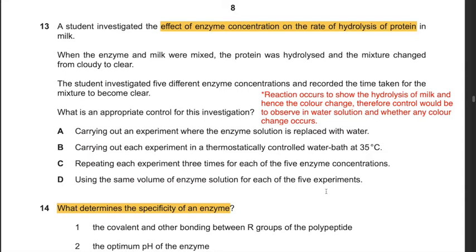The reaction occurs to show the hydrolysis of milk and hence the color change. Therefore, a control would be to observe in water solution and whether any color change occurs. Therefore, the best possible answer being A.